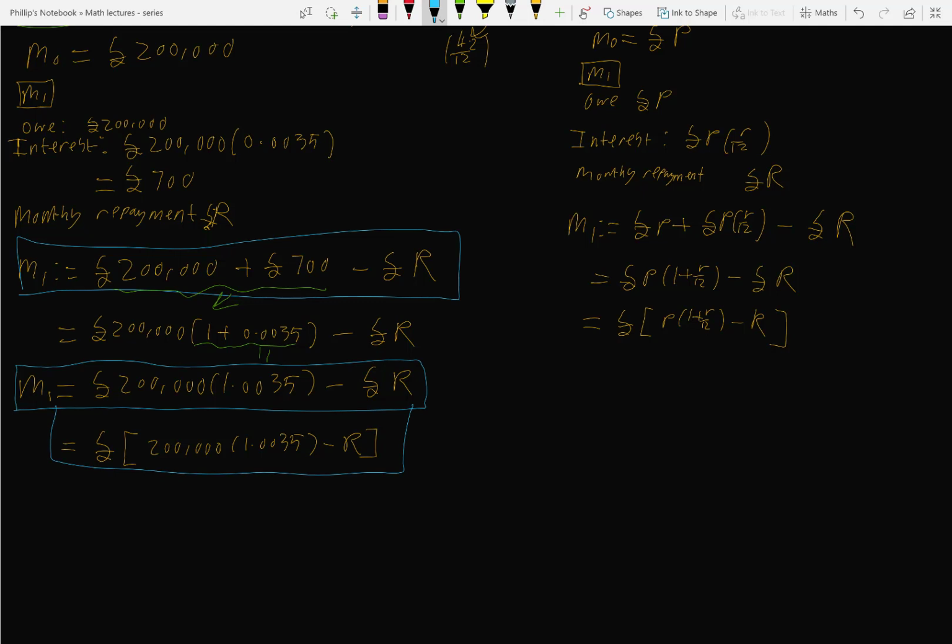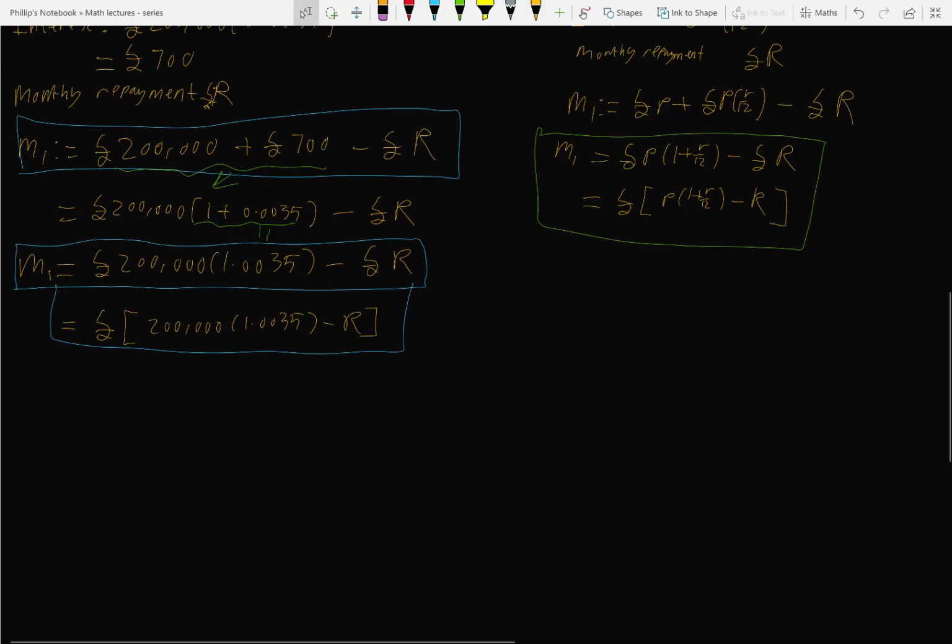So we can do that here, and we're just going to say M1 is equal to this, and that's how much we owe after 1 month. Okay, so what do we owe after 2 months? Because we need to spot a pattern here. I don't really spot a pattern just yet, but we kind of get into a pattern.